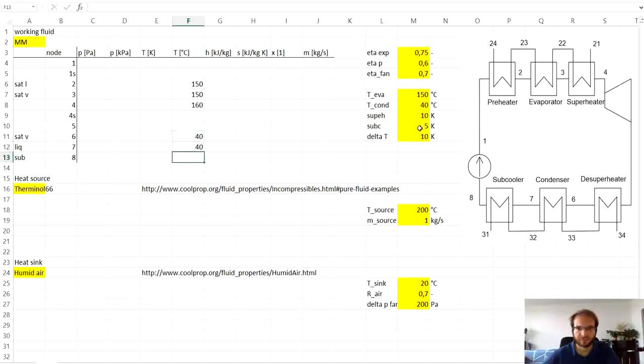And we have specified subcooling at the outlet of the combined condenser, subcooler, and superheater. So the subcooling says what's the temperature difference from the saturated liquid point to the subcooled liquid. So it's like this. Now at the points, let's say 2 and 3, those points are at the saturated liquid or vapor.